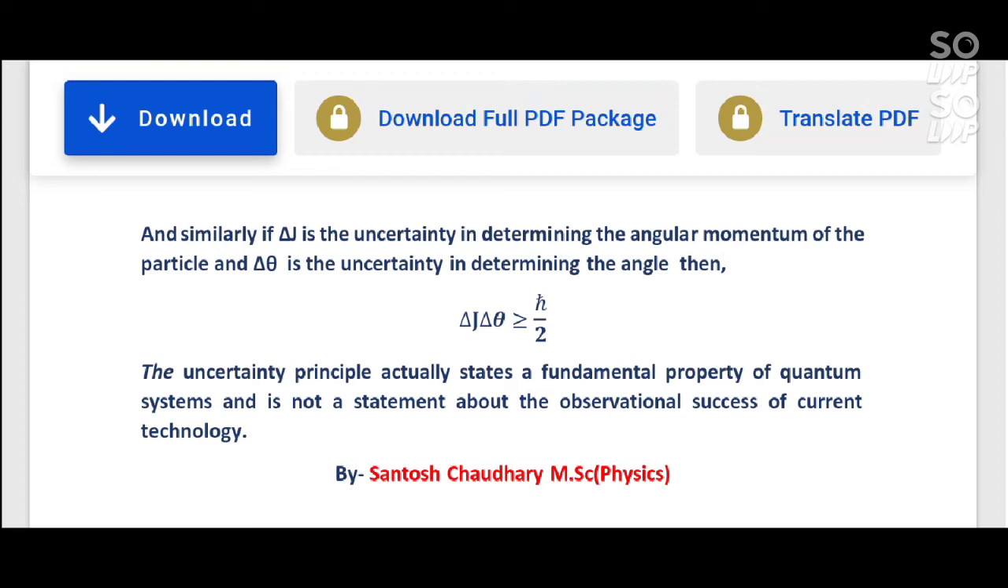I hope, dear friends, you have understood this principle, the principle of Heisenberg Uncertainty.